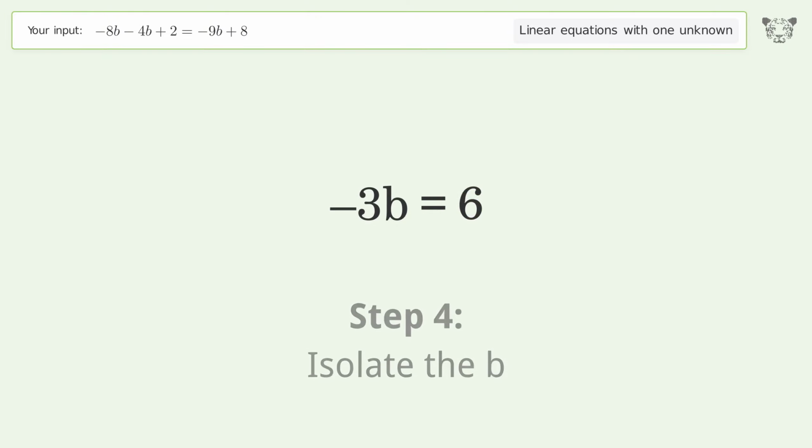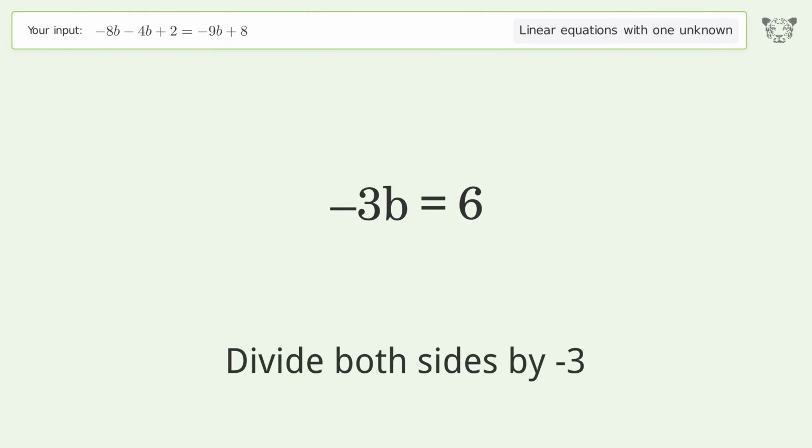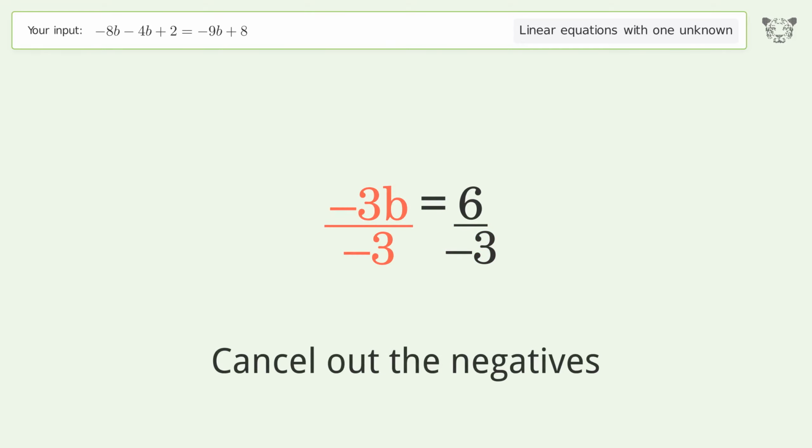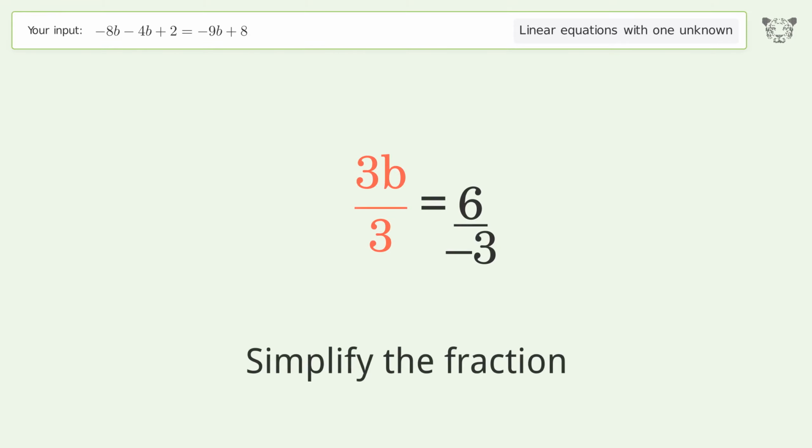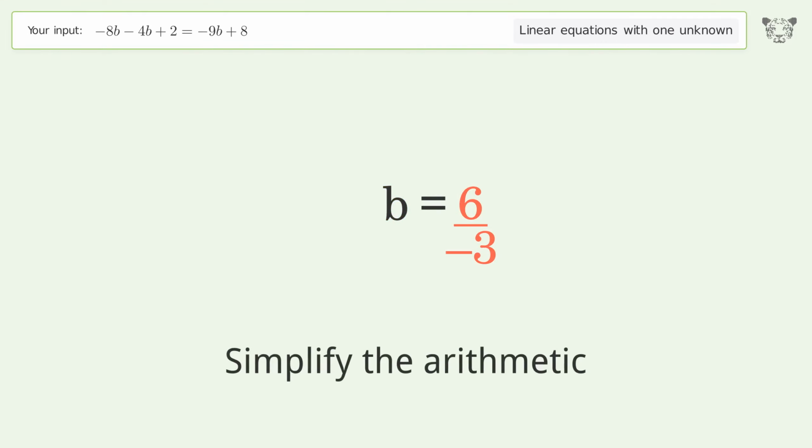Isolate the b. Divide both sides by -3. Cancel out the negatives. Simplify the fraction. Simplify the arithmetic.